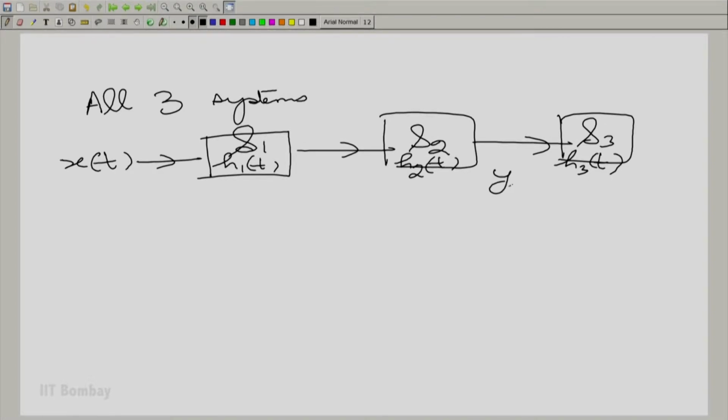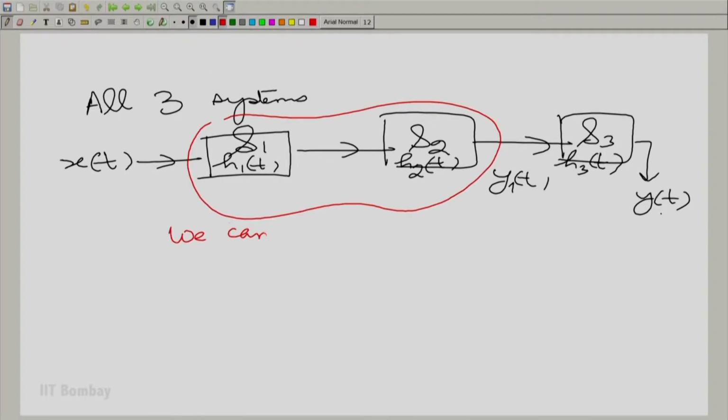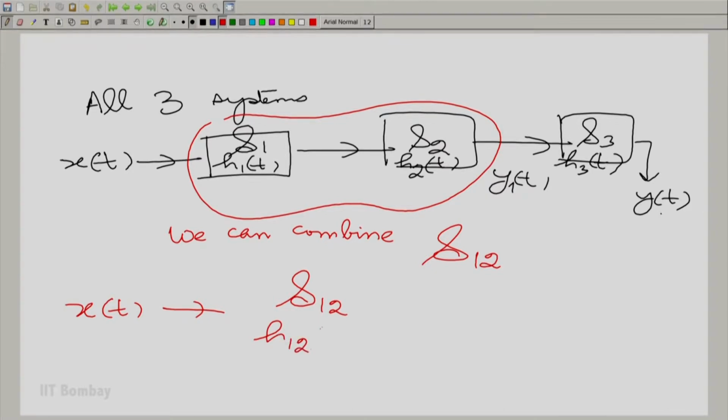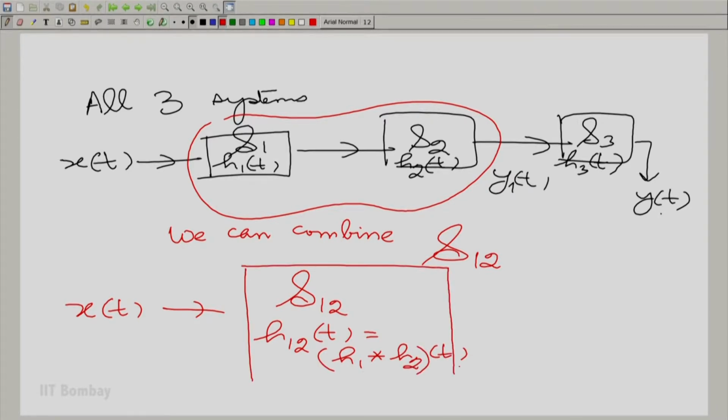And we have just called this output yt, this output as y1t, and this output as yt. Now, we have just seen that you could combine these two and let us call it S12. So, we have xt given to S12 with impulse response H12t, which is H1 convolved with H2 evaluated at t, or vice versa, and then you have S3 still.